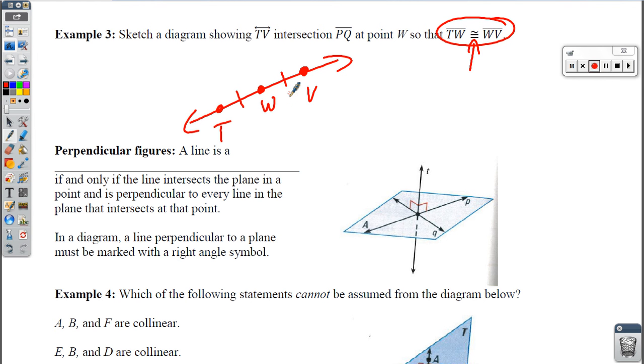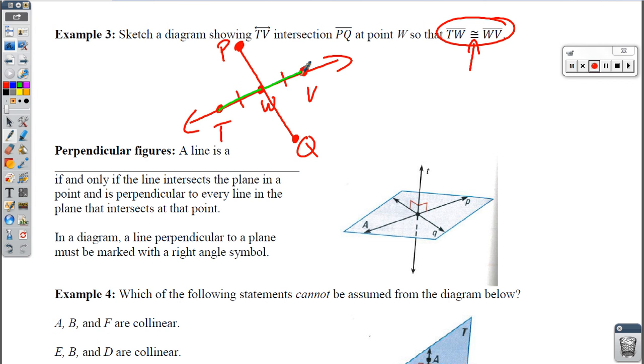So we want those 2 to be the same. And then we want a segment going through here. The segment is the intersection, and that's P and Q. So again, going back to the instructions here, it says, sketch a diagram showing line TV, that's this line right here, intersecting with segment PQ, that's this segment right here, at point W, which is right here. And we want to do that so that segment TW, which is this segment here, is the same length as this segment here, WV. So there it is.